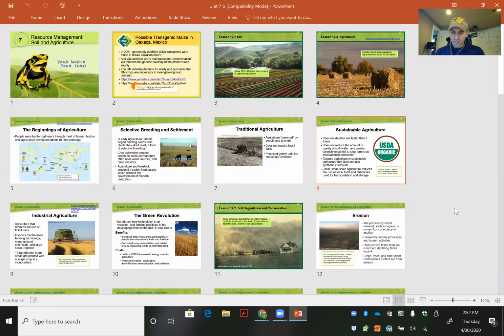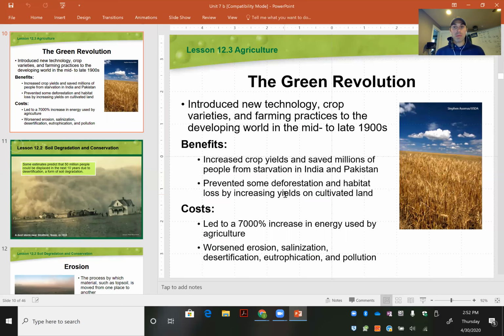All right, number 4. What was the Green Revolution and what were its pros and cons? All right, Green Revolution. Let's jump down to this one right here. The Green Revolution, it was a new way to farm. It introduced new technology, new machinery, increased crop yields. It was basically a revolution of farming.